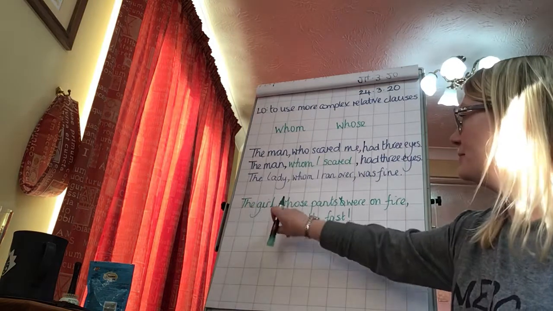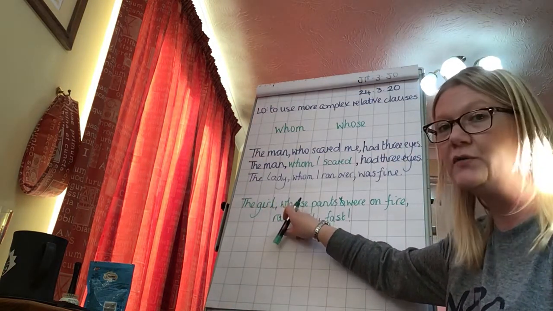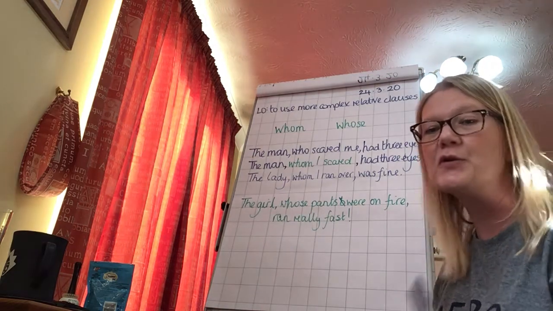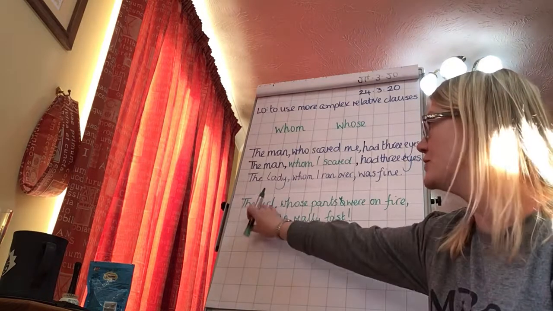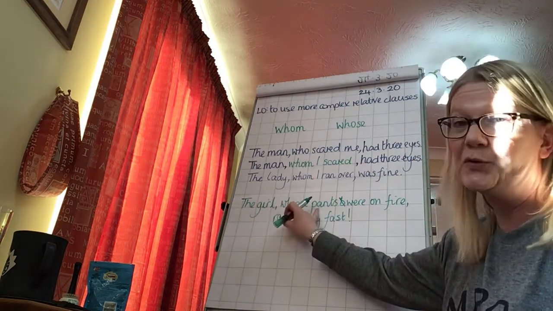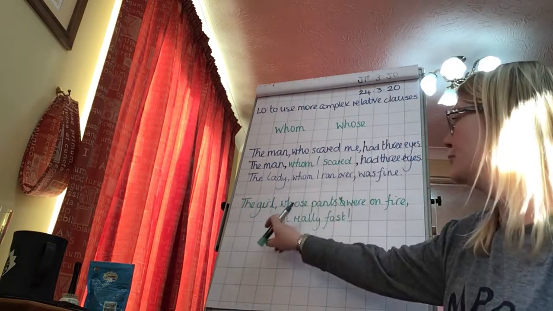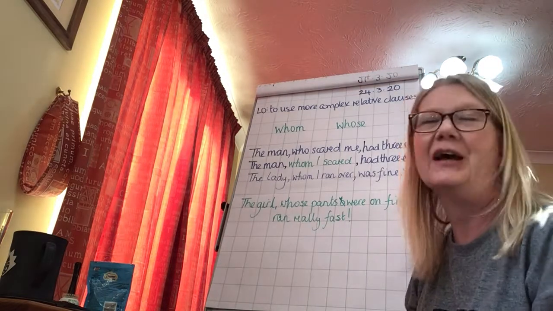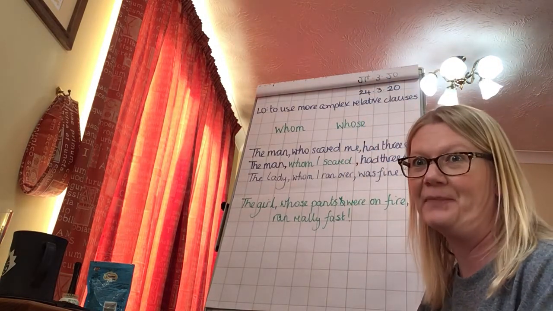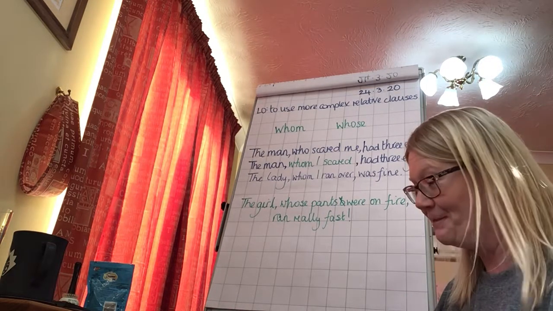Okay, so it's still a relative clause. It's starting with a relative pronoun, this time whose. And whose shows possession. So we're talking about something that belongs to the girl who's the subject of our main clause. And actually, we're talking about her pants. The girl whose pants were on fire ran really fast. I don't think you'll have any problem with those because you use it all the time. Okay? Another one? Do you want one more?